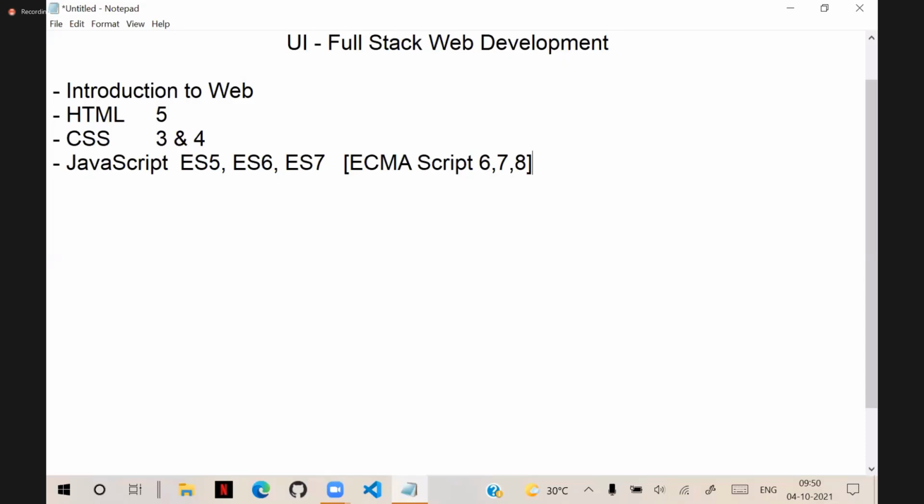And the currently popular version, which is used across all the platforms everywhere, is ES7. We are going to discuss ES7. Actually, we have the very latest version, 2021, also. But in companies, ES7 is enough. So maximum companies are still using ES6 and ES5 also. So ES7 is the version that we are going to discuss here.